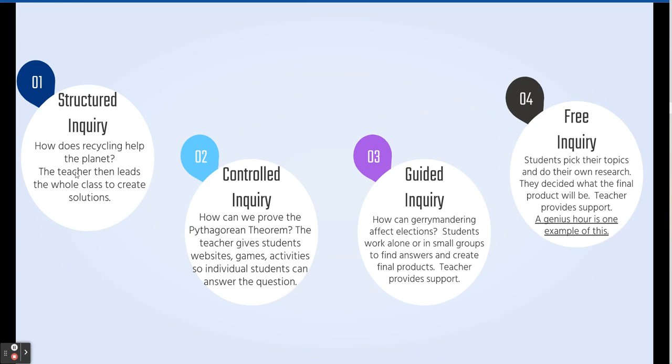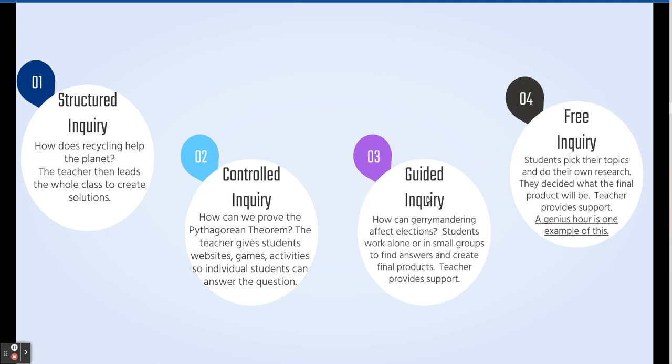So we have a structured inquiry here. You could ask the question, how does recycling help the planet? The teacher leads the whole class to create solutions. Then you have a controlled inquiry. So how can we prove the Pythagorean theorem? Teacher gives students websites, games, and activities so individual students can answer the question. You're controlling what they're doing. You give them the question, you give them the research.